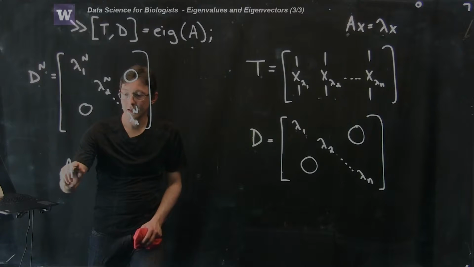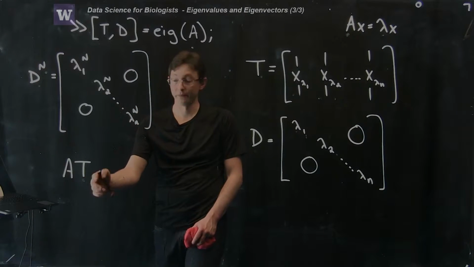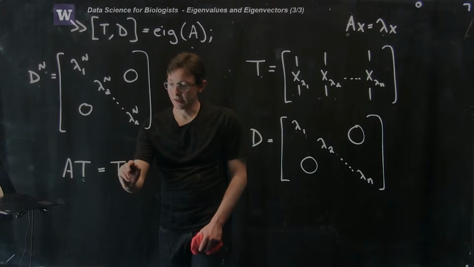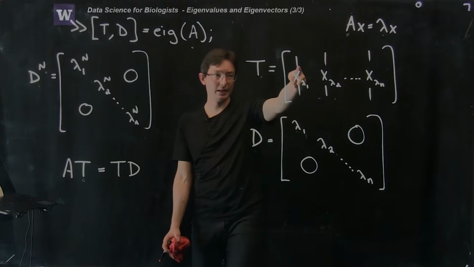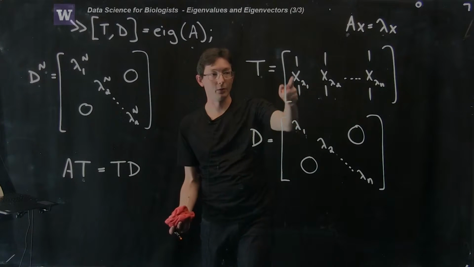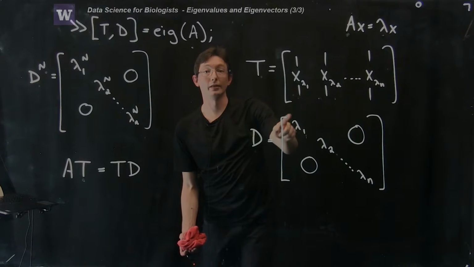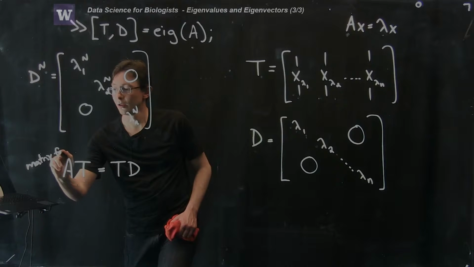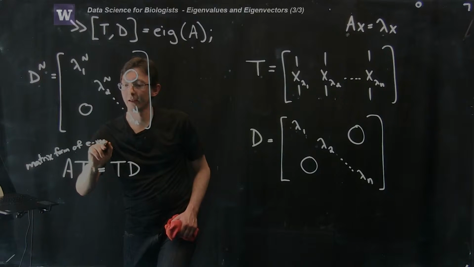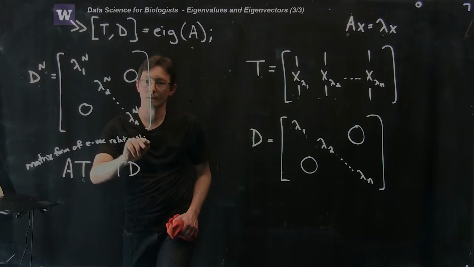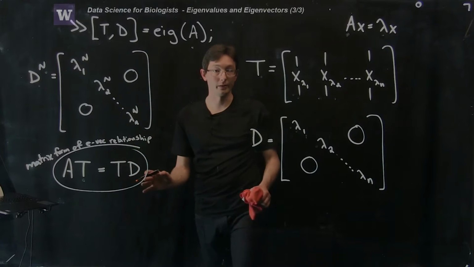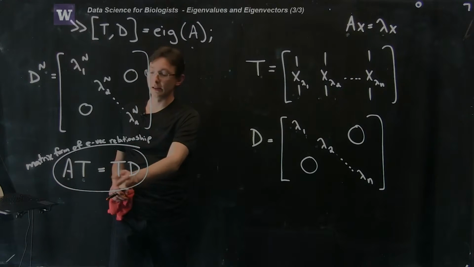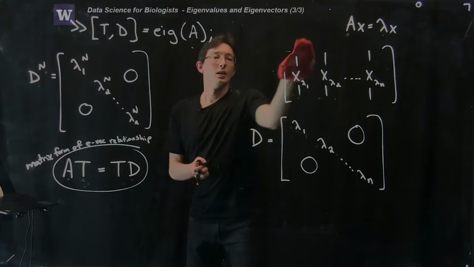And so I could say A times T, this matrix of eigenvectors, is the same as T times D. If I take T times D, then what I get is a new matrix where I still have all of these directions, but they're each scaled by lambda 1, lambda 2, and so on and so forth. So this is the matrix form of the eigenvector relationship. And so what I can do is solve for A, or I can solve for D, by taking the inverse of this eigenvector matrix T. So we're going to do that.